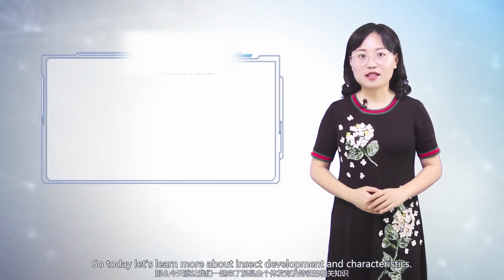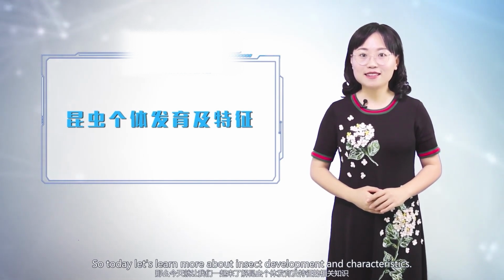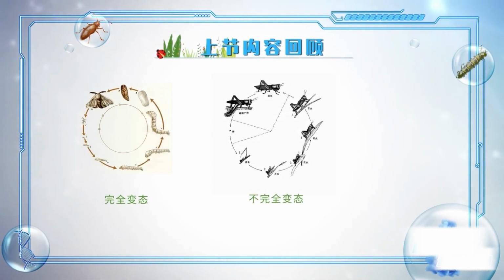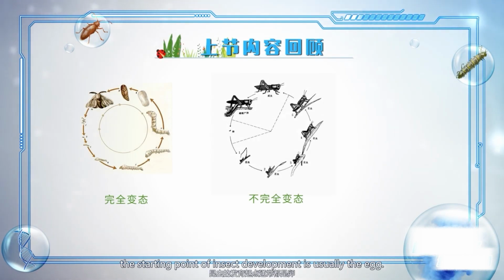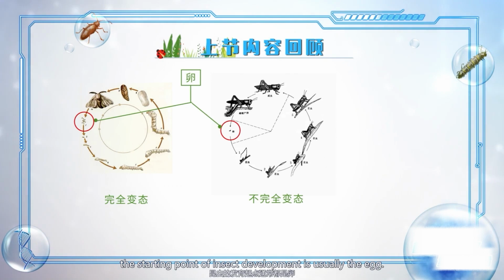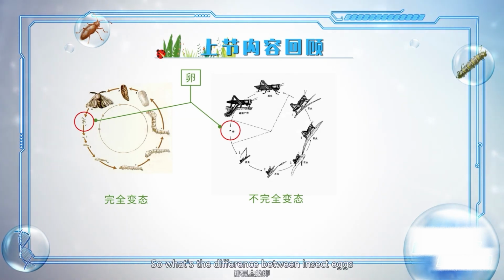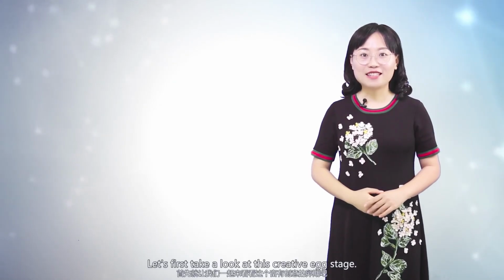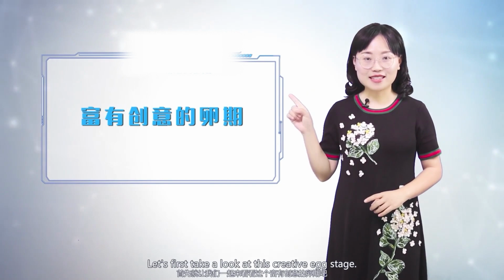So today let's learn more about insect development and characteristics. Whether it is complete or incomplete metamorphosis, the starting point of insect development is usually the egg. So what's the difference between insect eggs and the eggs we often see in our daily lives? Let's first take a look at this creative egg stage.